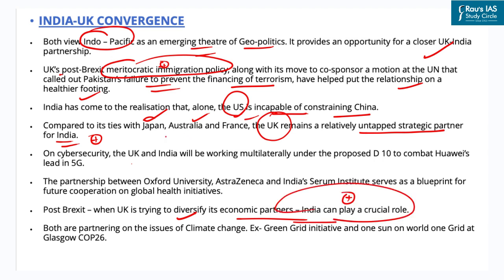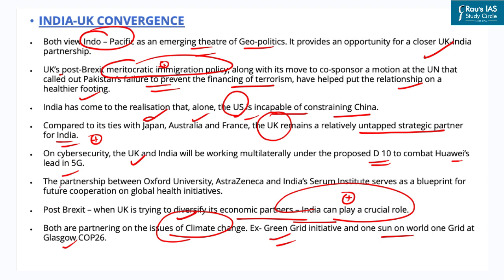In the area of cybersecurity, UK and India have been working multilaterally under the proposed D10 to combat Huawei's lead in 5G. And both the countries, as we have discussed already, are also partnering on issues of climate change, for example, the Green Grid Initiative and One Sun, One World, One Grid at the Glasgow Summit in COP26.